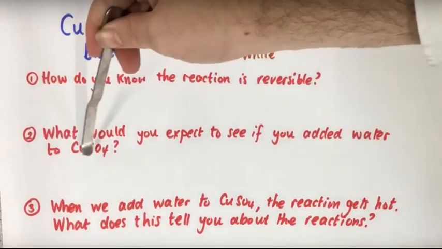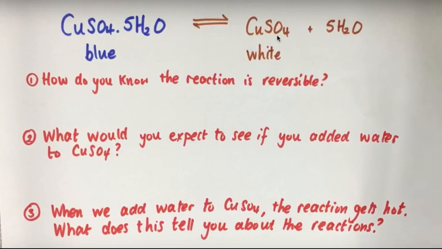So I asked you to consider some questions. How did you know the reaction was reversible? Because you had this symbol here. Whenever you see this symbol here, it means that the reaction can go in both the forward and the backward direction. What would you expect to see if you added water here? Well, it would turn blue again. And then if you heated it up, it would turn white again. And then if you added water again, it would turn blue again. So it's just forwards and backwards. And all it is, is the addition or the elimination of water.